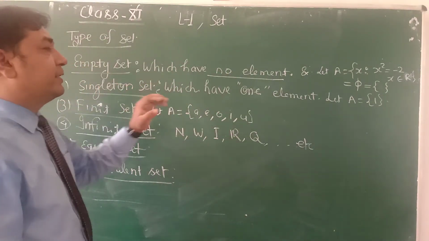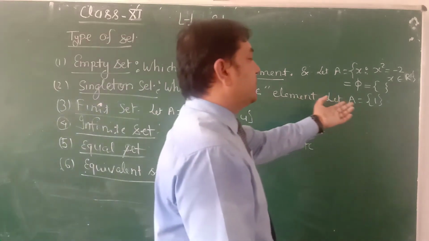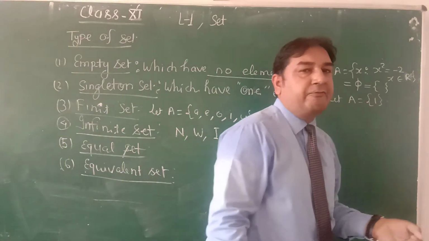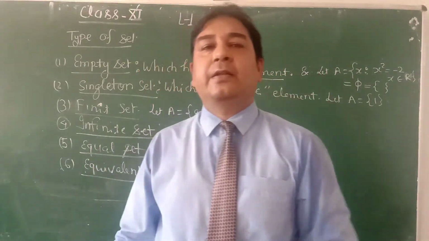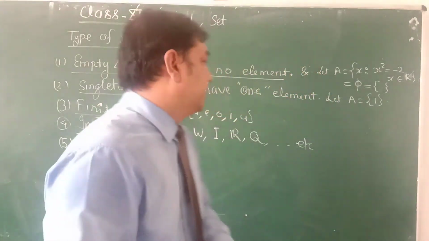And the second one is the singleton set. Singleton sets are those sets which have only one element. For example, A equal to {2}. This type of set, where there is only one element, is called a singleton set.